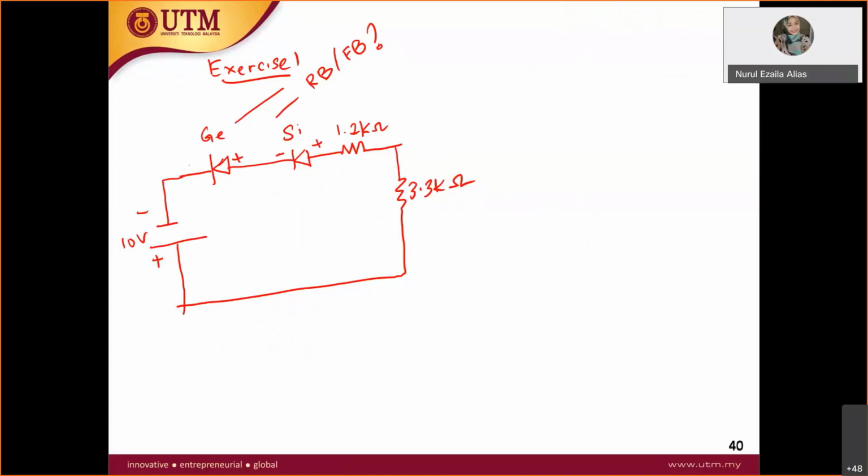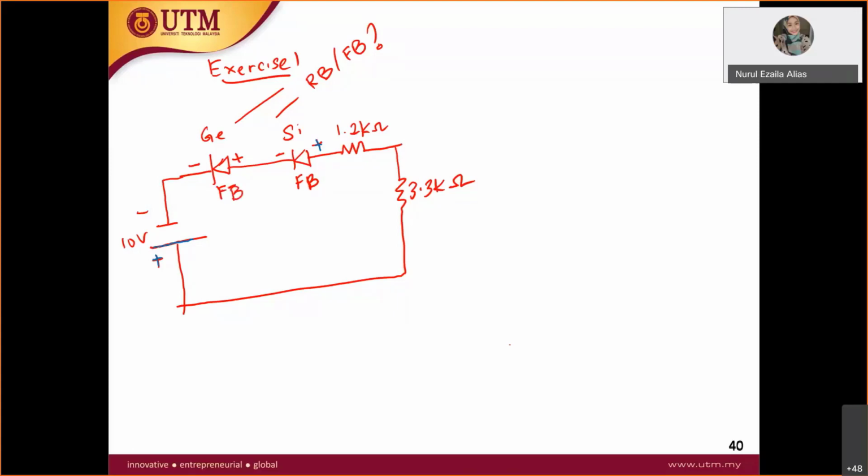So this plus now, if I take a different color, this plus is now connected to the anode. So what will the silicon diode be? Will it turn on or off, forward bias or reverse bias? Forward. Forward bias. All right, great. How about the germanium? Same. Same one, forward bias. Okay, forward bias.